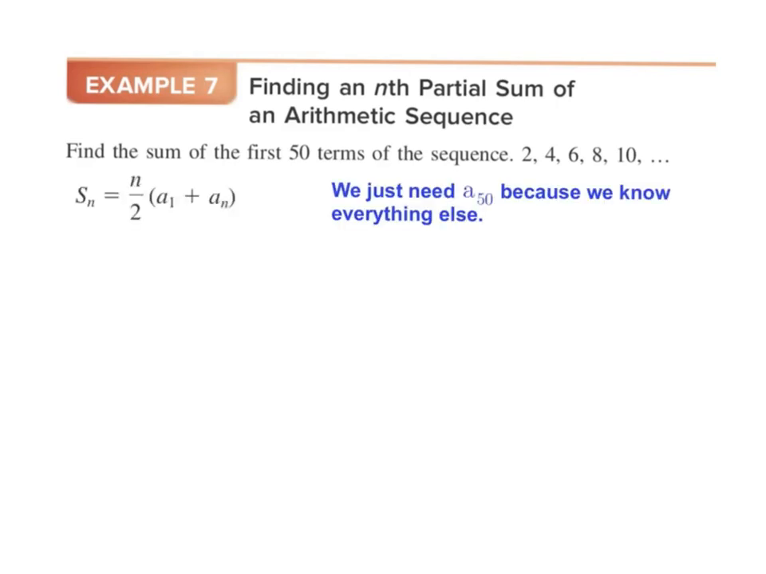There's my formula for partial sum. We just need a sub 50 because we know everything else. In this particular case, to find the partial sum, the only thing I need is the first term and the last term and the number of terms. How many terms are we talking about here? 50. So how am I going to find a sub 50? We had a formula from before to find the 50th term. I know how many terms there are, 50. What's the common difference? 2. Find a sub 50. Go.